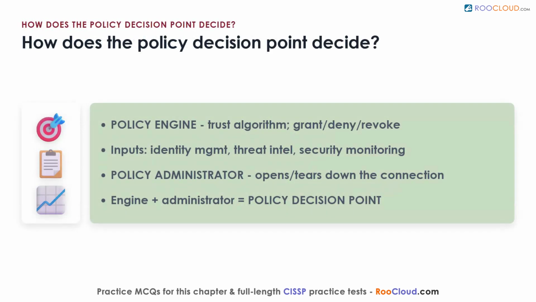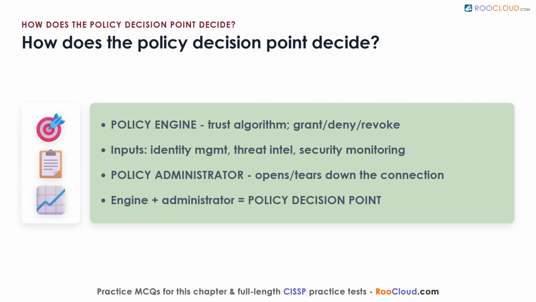Now the brain of the system. How does the policy decision point actually decide? It has two cooperating halves. The policy engine is the part that makes the call. It runs a trust algorithm that weighs inputs from external systems like identity management, threat intelligence, and security monitoring, then decides to grant, deny, or revoke access.